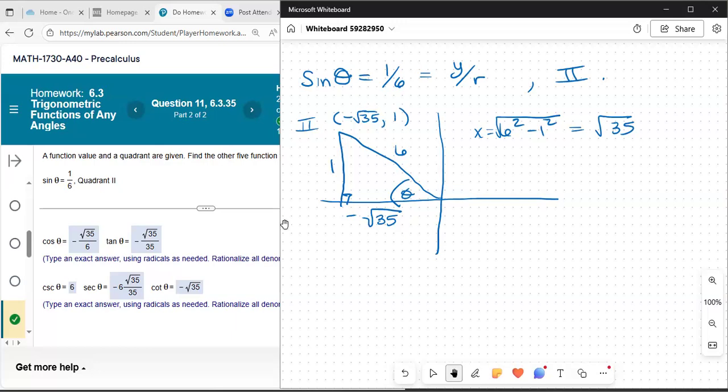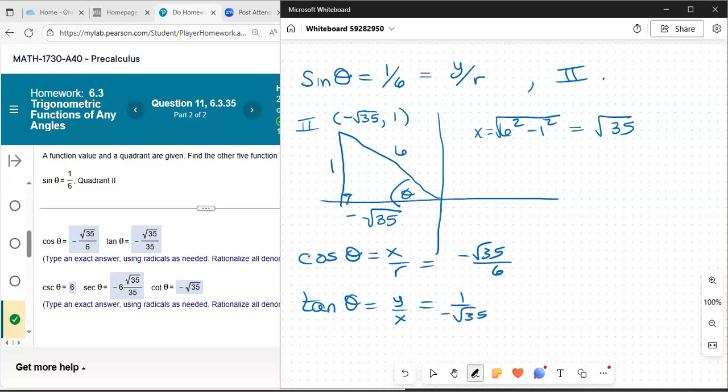Let's see, we have sine, so the cosine is x over r, which is negative square root of 35 over 6. And the tangent is y over x, which is 1 over negative square root of 35. Rationalizing the denominator, we get negative square root of 35 over 35. And then we need the reciprocal functions.